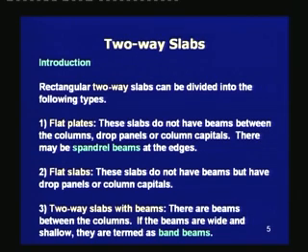The third type is the two-way slabs with beams. There are beams between the columns. If the beams are wide and shallow, they are called band beams. That means a two-way slab with beams has beams running in between the columns, and if those beams are shallow and wide, then these are called band beams. For long span construction, there are ribs in both the directions, and this type of slabs are called waffle slabs.